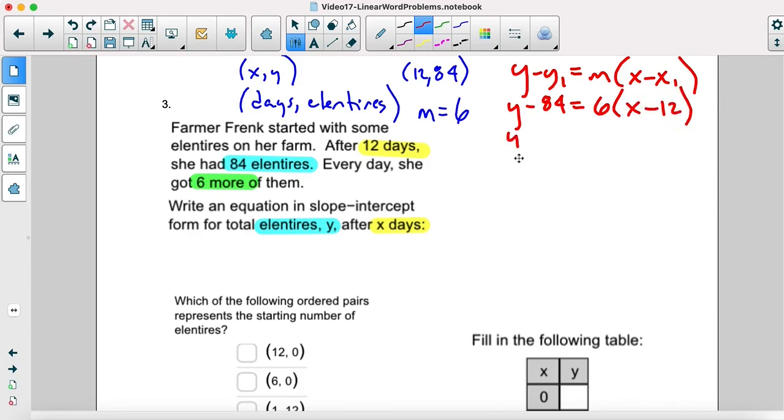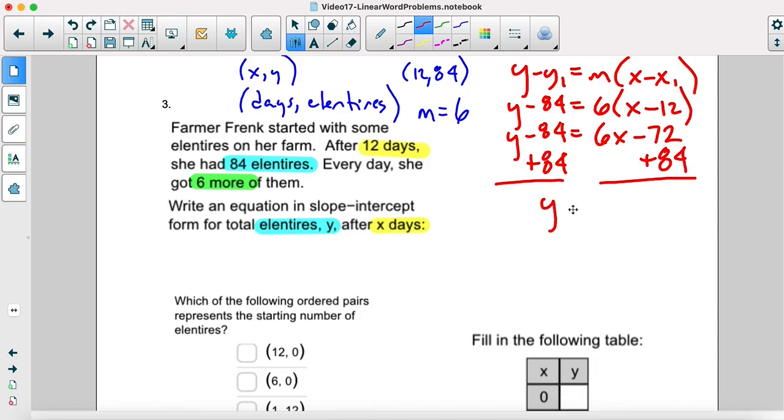So the first thing I do is distribute. y minus 84 is equal to 6x minus 72. And then I need to add my 84 to both sides here. And I get y is equal to 6x plus 12. And that is the answer for my first part. That's slope-intercept form. y is equal to 6x plus 12.